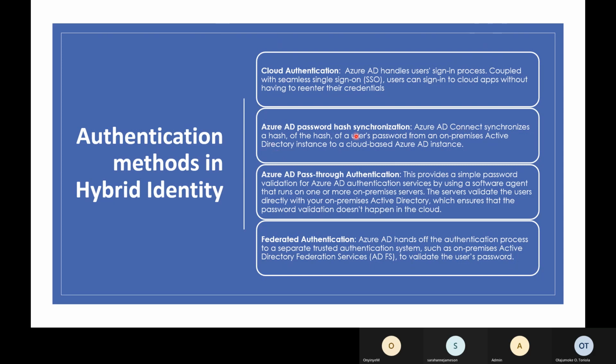Now, the Azure AD password hash synchronization is a method that synchronizes the hash of a user's password from an on-premise Active Directory instance to the cloud-based one. So which means that it just takes a copy of the hash of your password and stores it in what? In Azure AD. So it picks that from your on-premise domain controller and stores it in Azure AD.